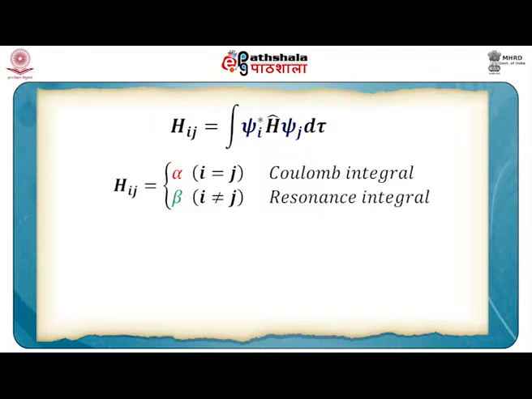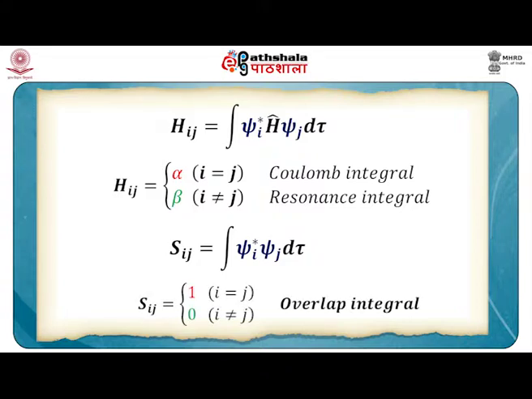In the present case, Hij when i is not equal to j is taken to be beta, and that is called the resonance integral. Similarly, according to the Huckel approximation, the corresponding Sij, which is also an integral, psi i star psi j d tau, is taken to be equal to 1 if i is equal to j, and the corresponding integral, which is called the overlap integral, is taken to be 0 if i is not equal to j.